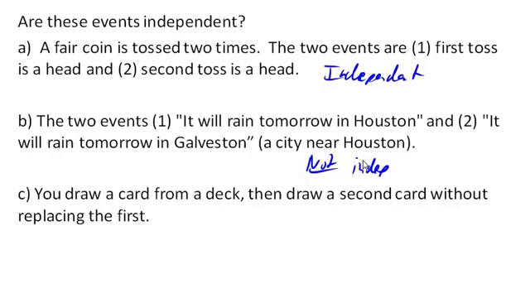How about you draw a card from the deck and then draw a second card without replacing the first? This is, again, not independent because the result of the first draw will affect the result of the second draw. For example, if we're asking about the probability of getting an ace, the likelihood of getting an ace on the second draw depends upon whether or not we got an ace on the first draw. So these are not independent.